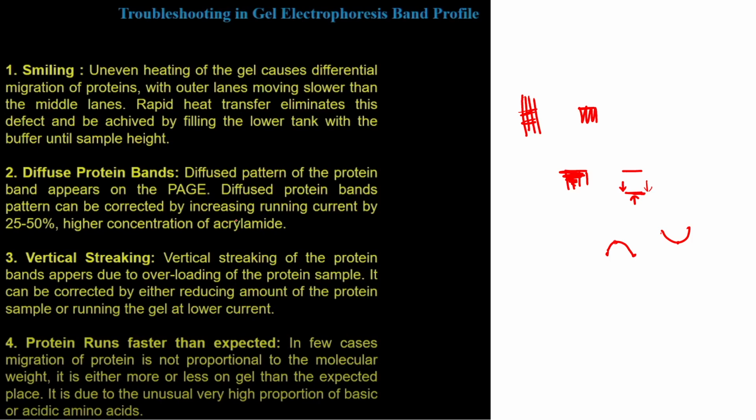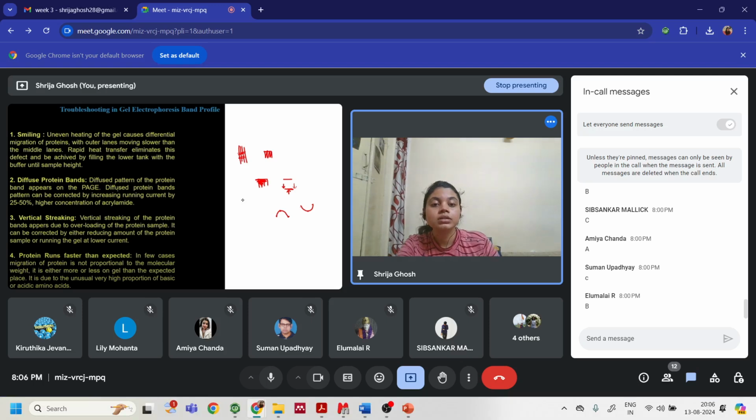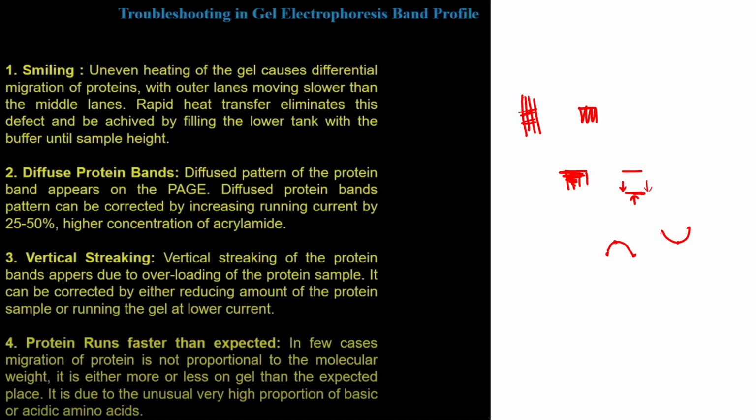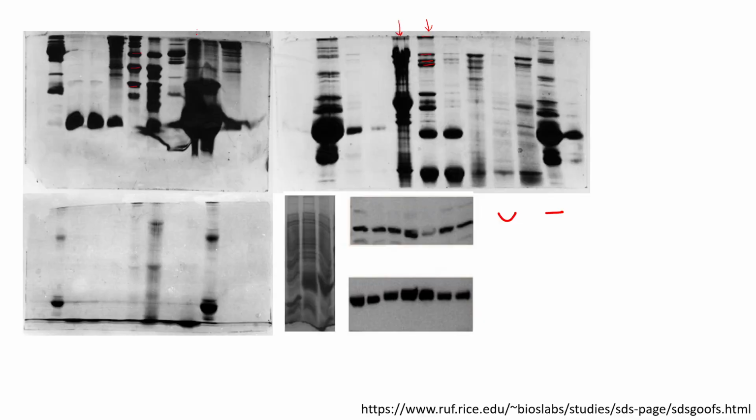So if you run the gel at a very low current, what will happen? There will be a lot of heating and the sample will be in contact with the buffer for a long time. The sample can diffuse out of the gel. Okay. So to prevent that, we can increase the current by 25 to 50%, and we can also use a higher acrylamide concentration in order for the proteins to remain in the gel and not diffuse out of the gel.